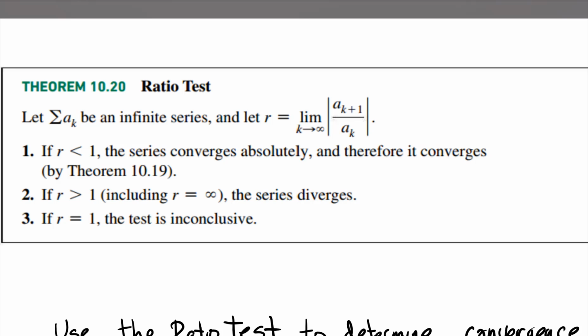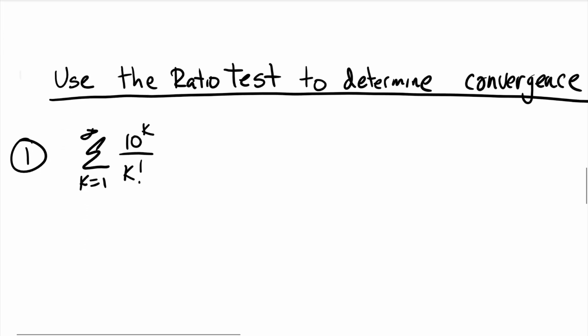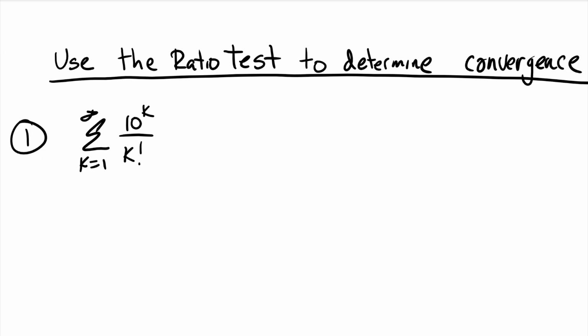And if the ratio r turns out to be less than 1, it's absolutely convergent. If it's greater than 1, including infinity, it's going to be divergent. If it equals 1, then we can't say a gosh darn thing.